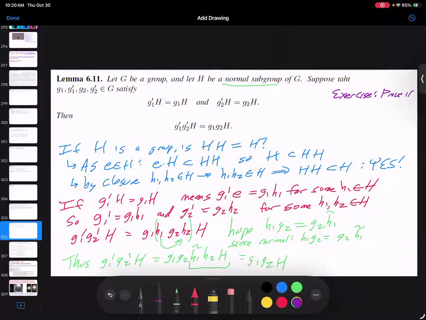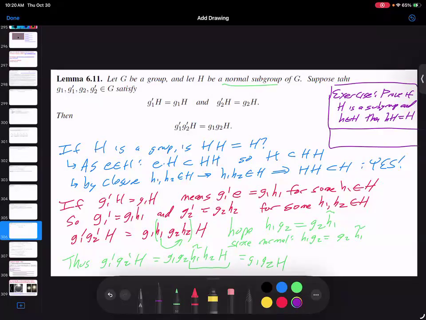prove if H is a subgroup and little h is in H, then little h times H equals H. Basically, more generally, H could be a group. Because we have closure, little h times capital H is still going to just be something in capital H. We never leave the subgroup with this multiplication.